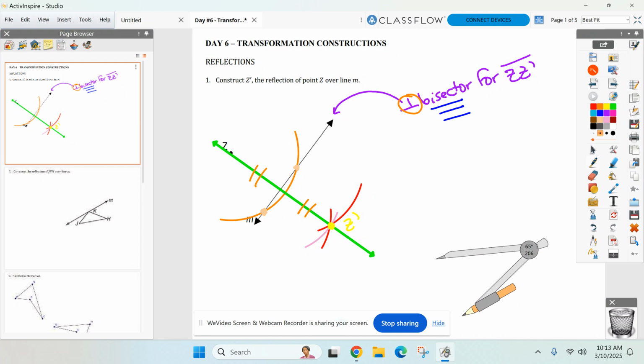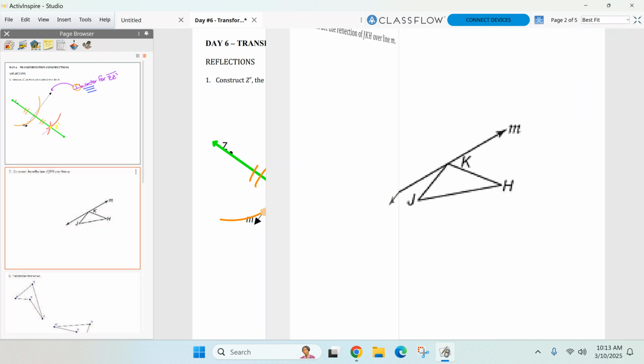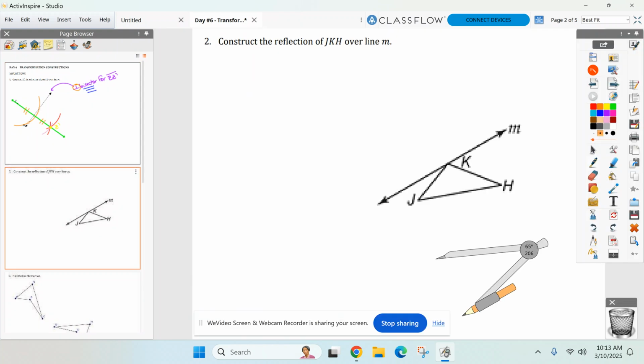We did a point. Can we do a full figure now? So I want to take triangle JKH and reflect it over line M. Well, good news. I don't have to do all 3 points. Why not? What's going to stay the same? Okay, if it's on the line of reflection, it's not going to move anywhere. So we're already done with 1 point. This point's going to be K prime.